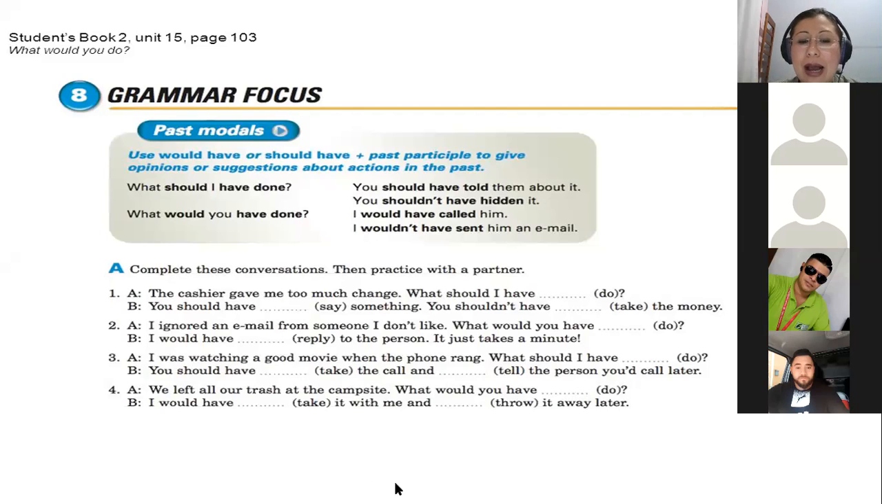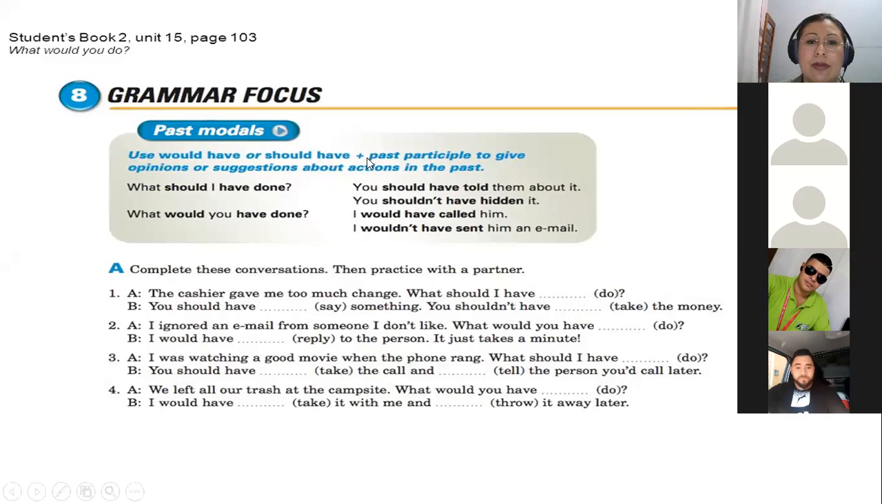Okay, so now I'm going to put you apart in pairs. So I would like that you can discuss using the words. Remember that you have to complete the conversation using the words that you have here. Okay?